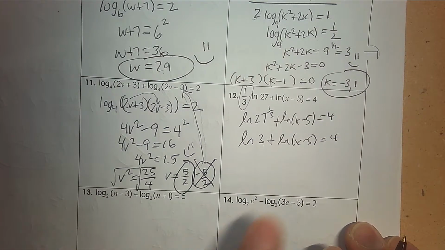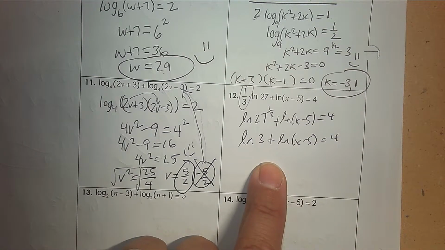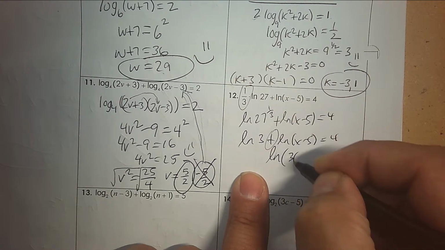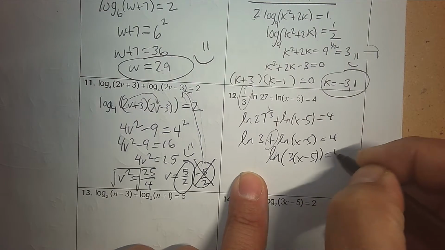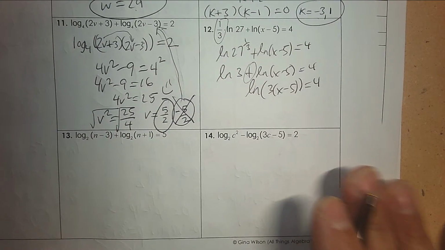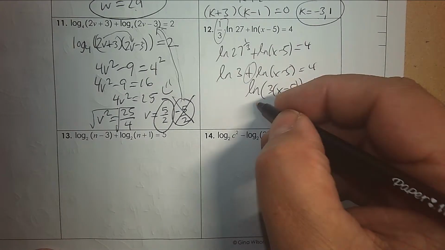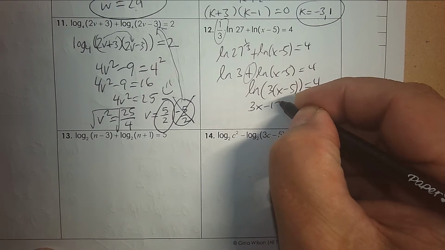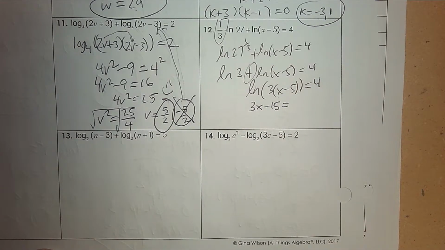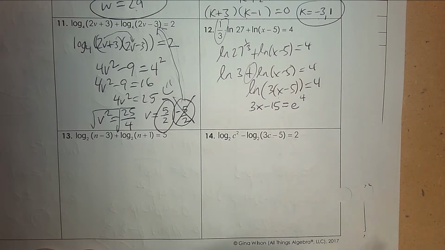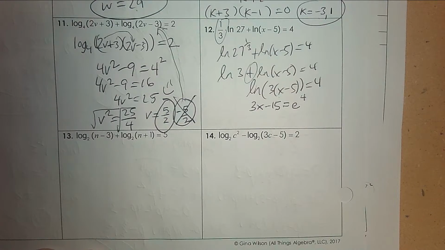Next, I need to write this as one logarithm. Then I can write it as an exponential. One logarithm. So do you see the adding? To write it as one logarithm, what would you do? Multiply them. We're now ready to write it as an exponential. So what's inside the logarithm? Write it down. What's the base that you don't see? E. And then what's the exponent on E? 4. So we're going to have to use your calculator.